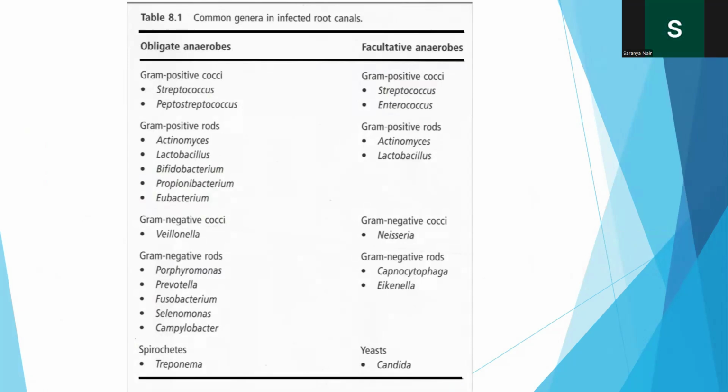The obligate anaerobes include the gram-positive cocci, gram-positive rods, gram-negative cocci, gram-negative rods, and spirochetes. The commonly found gram-positive cocci are Streptococcus and Peptostreptococcus. The gram-positive rods are Actinomyces, Lactobacillus, Eubacterium. Gram-negative cocci are Veillonella. Gram-negative rods are Prevotella, Porphyromonas, and the spirochete is Treponema. The facultative anaerobes mostly include the gram-positive cocci, gram-positive rods, gram-negative cocci, gram-negative rods, and yeast.